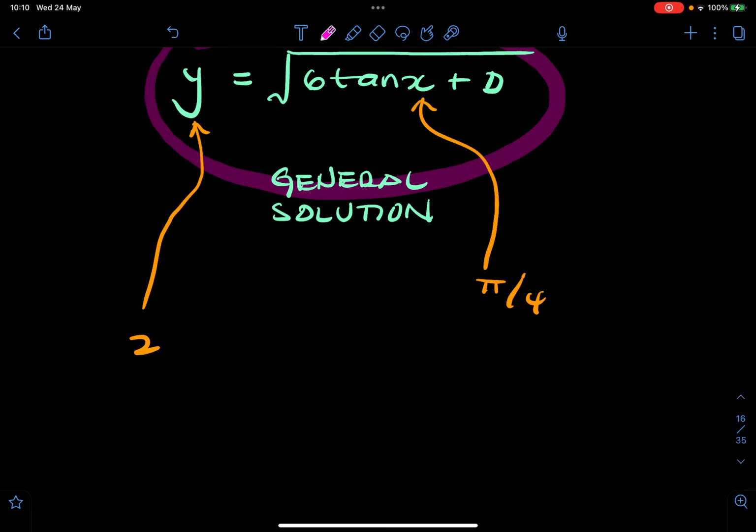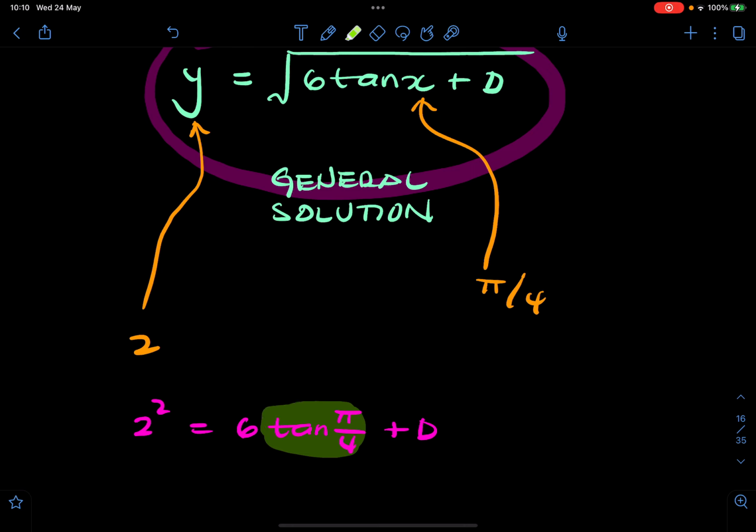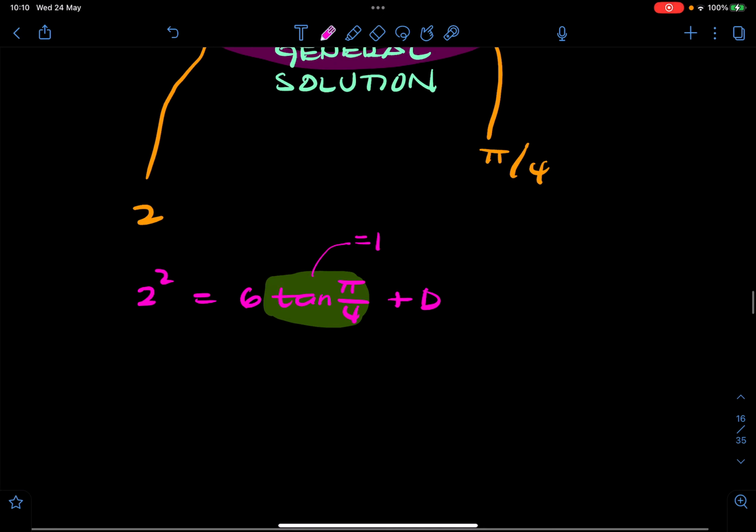So we can do that. We can say 2 squared equals 6 tan pi over 4 plus d. Now, you might recognize pi over 4. Tan pi over 4 is just 1. Pi over 4 is equivalent to 45 degrees. So this is just 1. You can verify that with your calculator. So you have 4 minus 6 equals d. So d equals minus 2.